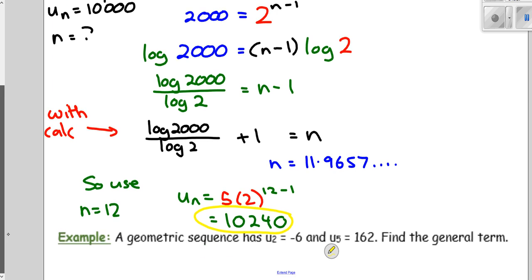Yeah, when I plugged in 11, I got 5,000. Oh, you got 5,000. Okay. So it makes sense that it has to be 12. We had to round up, because n needs to be a whole number. Like you can't have an 11.96 term in a sequence. You can only have an 11th term or a 12th term. So n values have to be positive whole numbers.